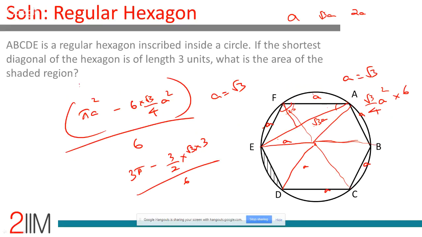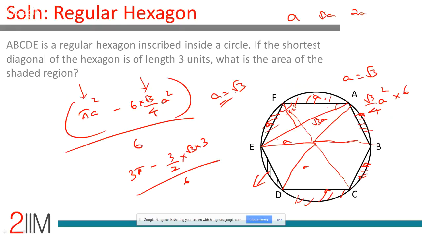So pi a square, area of circle, minus 6 into root 3 by 4 a square, area of hexagon, will be the area of all the parts that are missed out. We want only this shaded region, which will be 1/6 of that. There are going to be 6 segments, all equal, that are part of the circle but not part of the hexagon. So 1/6 of this number is what you're looking for. We're looking for pi a square minus 6 root 3 by 4 a square, by 6, then A is root 3.